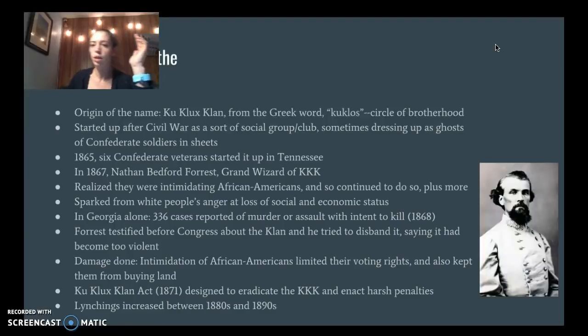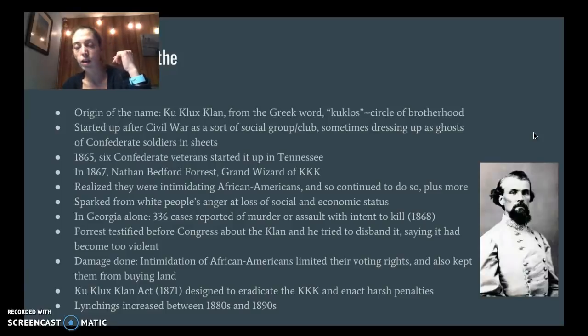And so in 1867, Nathan Bedford Forrest, who is this man you see over here, and I'm not sure I should call him a gentleman, was appointed the Grand Wizard of the KKK. So this started up in Tennessee. And then when they realized that they were being successful in their intimidation tactics, they continued to do that.